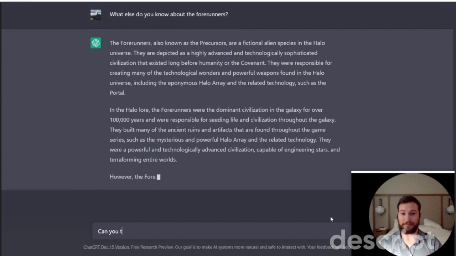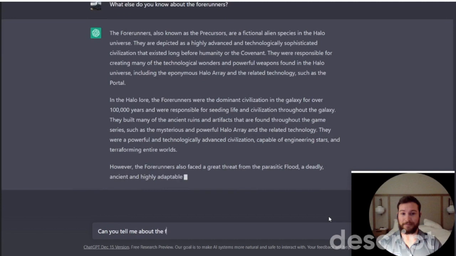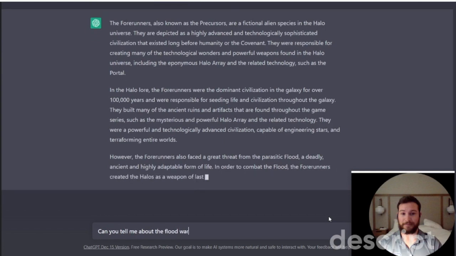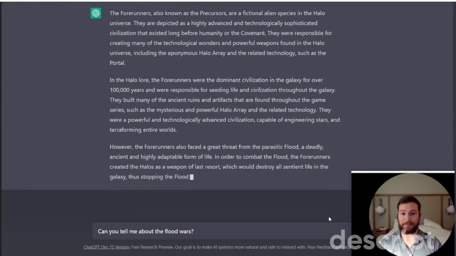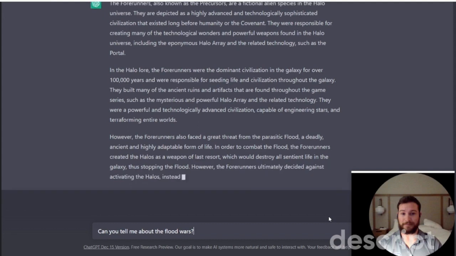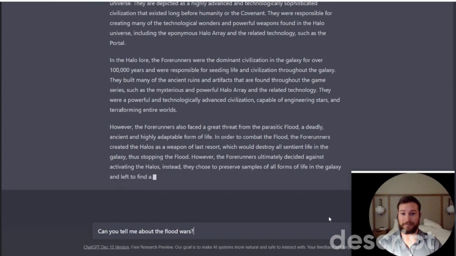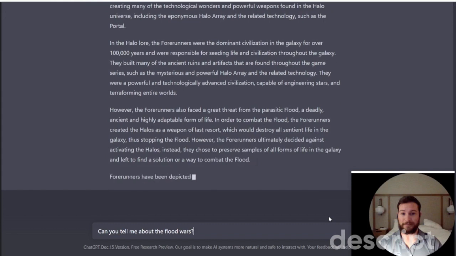They were a powerful and technologically advanced civilization, capable of engineering stars and terraforming entire worlds. However, the Forerunners also faced a great threat from the parasitic Flood, a deadly, ancient, and highly adaptable form of life. In order to combat the Flood, the Forerunners created the Halos as a weapon of last resort, which would destroy all sentient life in the galaxy, thus stopping the Flood. However, the Forerunners ultimately decided against activating the Halos. Instead, they chose to preserve samples of all forms of life in the galaxy and left to find a solution, or a way to combat the Flood.